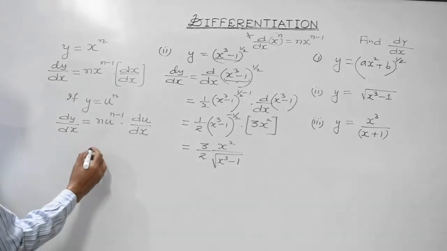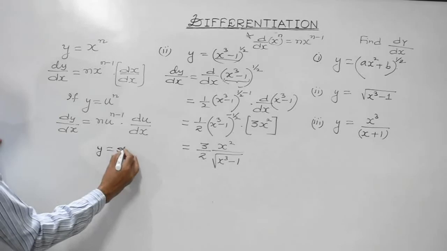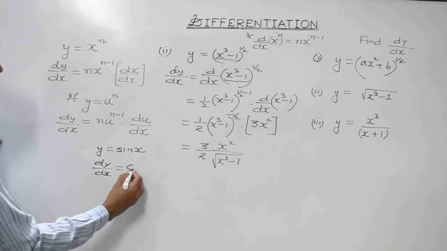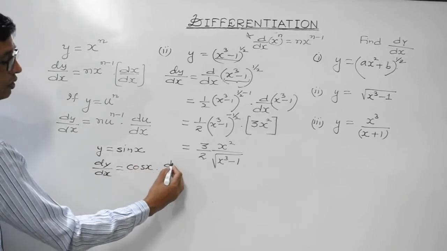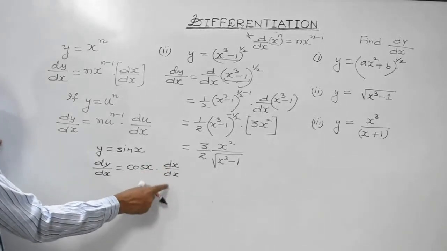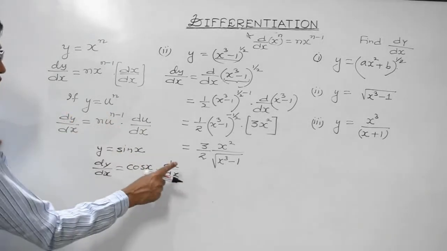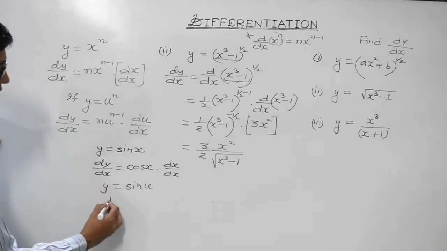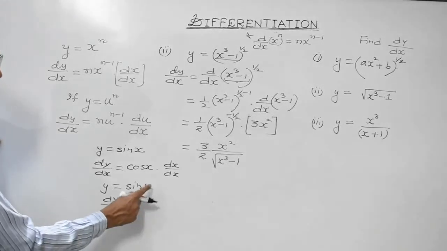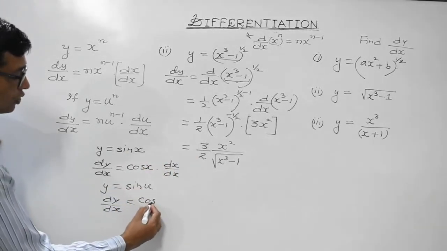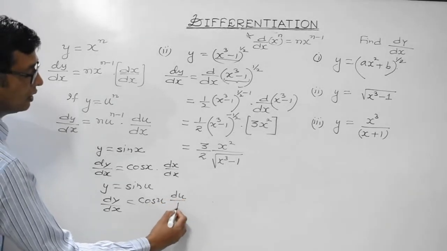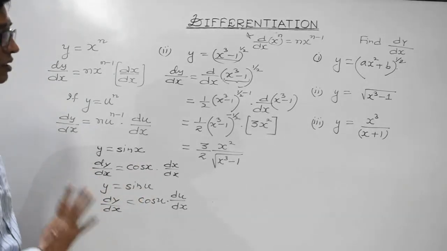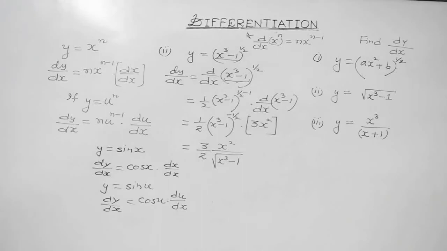Similarly, if we consider y is equal to sin x, then what is dy by dx? It is equal to cos x into dx by dx. Again, this need not be written. It is equal to unity, that is 1. So it is 1. What about y is equal to sin u, and then dy by dx is to be determined. Here u is a function of x. Then the answer would be cos u, and over here du by dx. I hope you have understood the concept. Right? This is how it needs to be done. Let's proceed with some other questions.